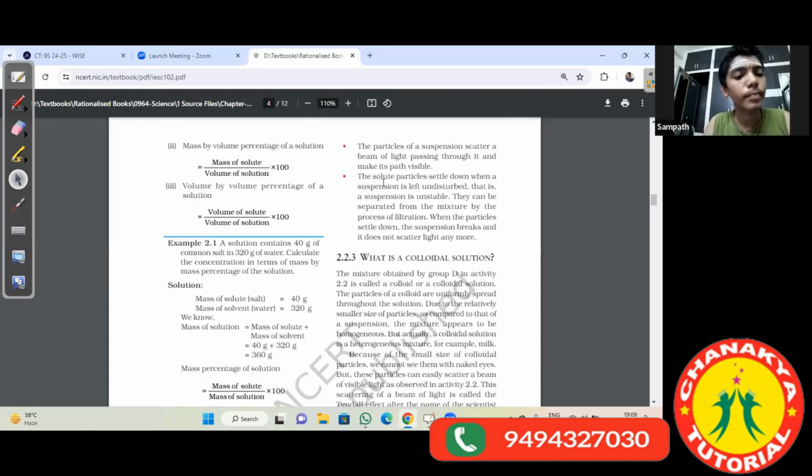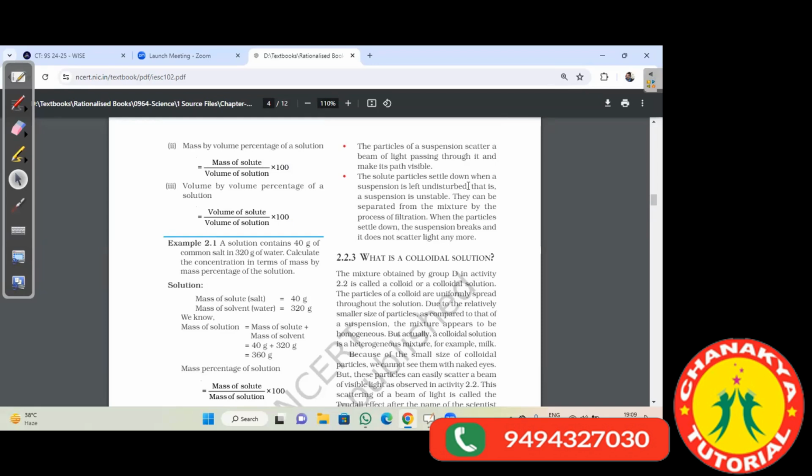So the solute particles settle down when the suspension is left undisturbed, that is, a suspension is unstable. If you keep a mixture of chalk powder and water, the chalk powder will settle down at the bottom. Or if you keep a mixture of soil and water or sand and water, your sand will settle down at the bottom.